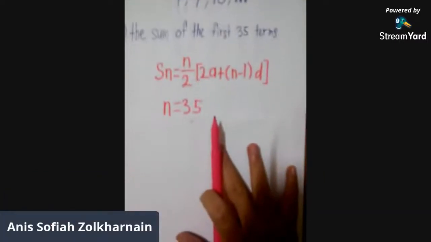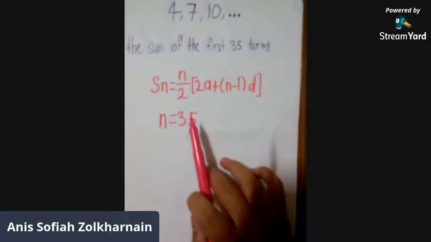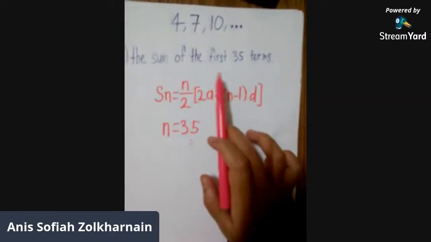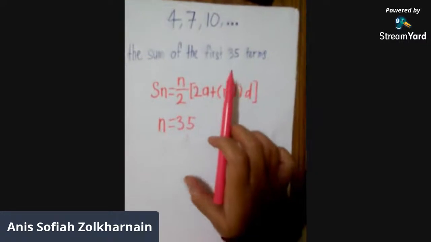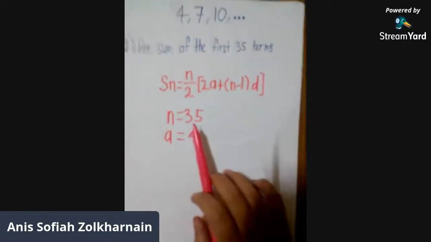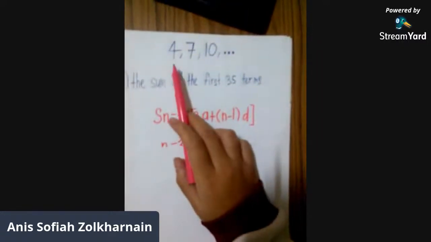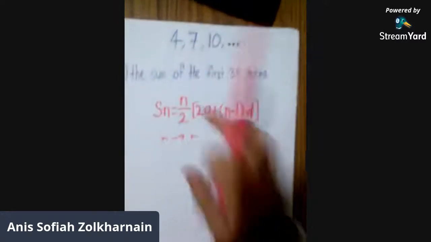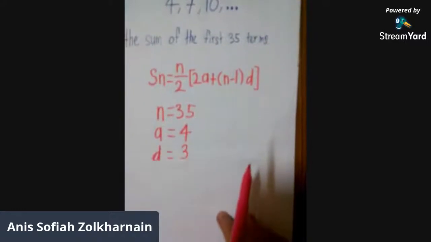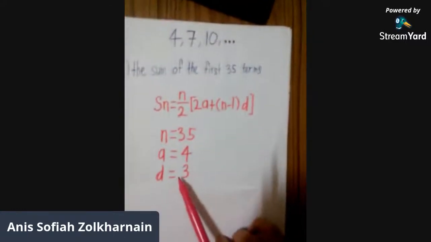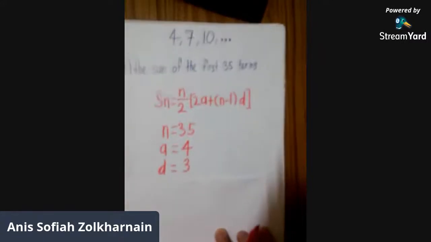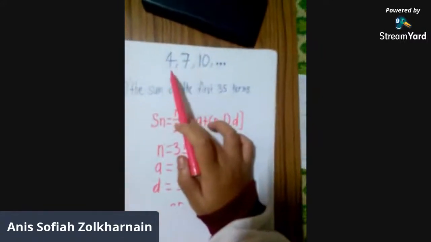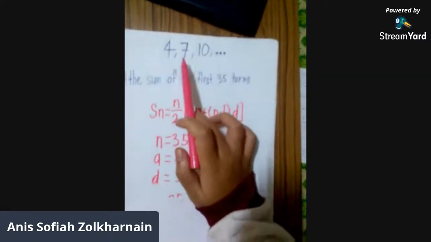So the value of n is 35 because it asks us to find the sum of the first 35 terms. The value of a is 4 because we are given the progression 4, 7, 10, so the first term is 4. And lastly, the common difference is 3. Why? Because we subtract the first term from the second term, or the second term from the third term.